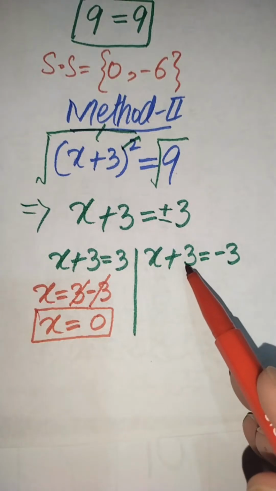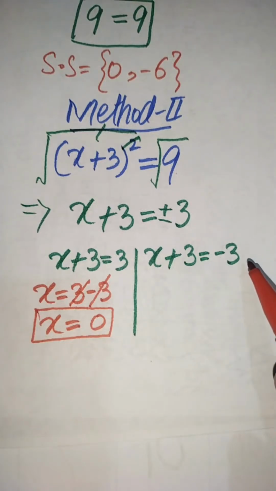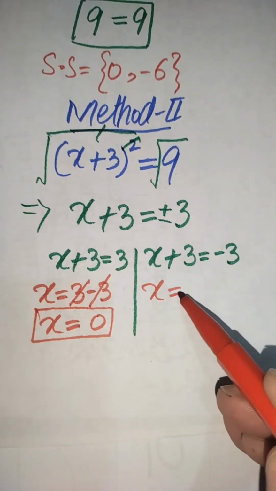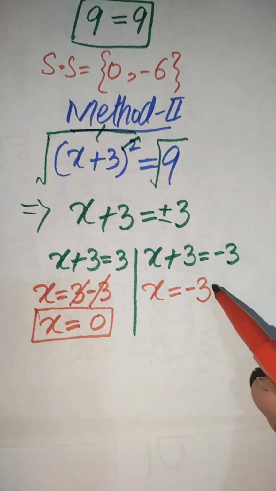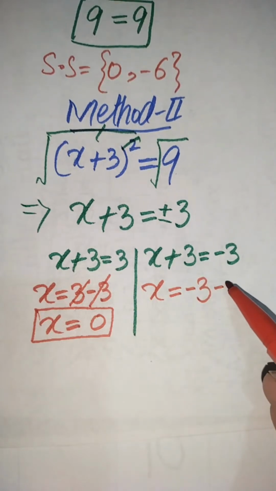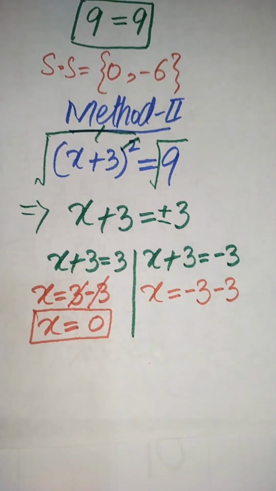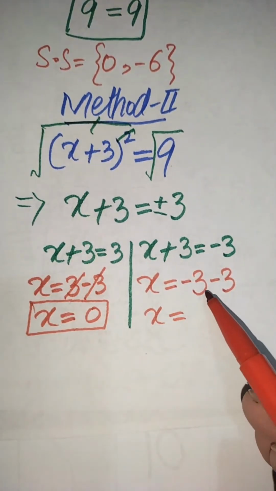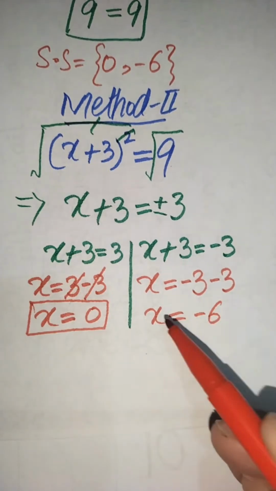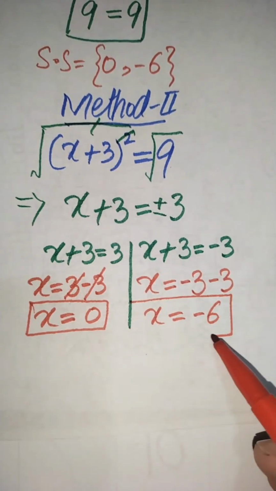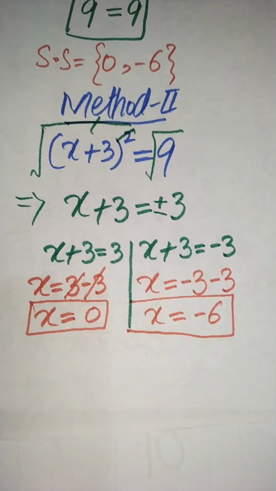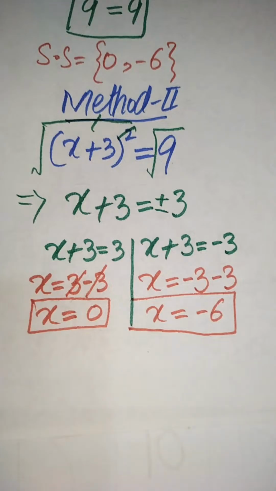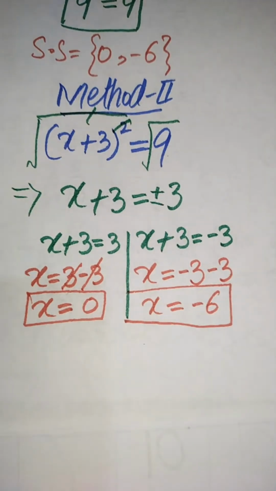And now in order to find the other root, we need to move this plus 3 to the right hand side. And when we move this plus 3 to the right hand side, it will be written as x is equal to -3, and it will also become -3 here. And from here we get the value of x is equal to -3 - 3, which becomes -6. So this is the second value of x. So here we get these two values of x, 0 and -6.